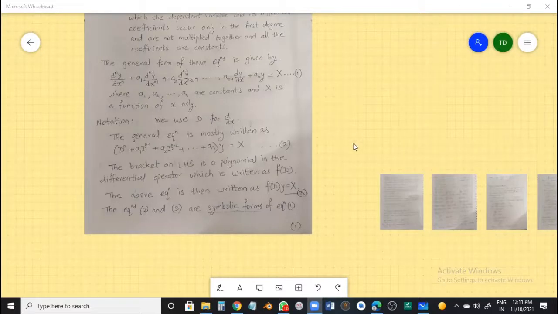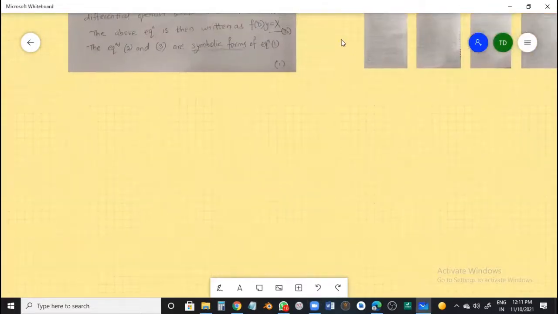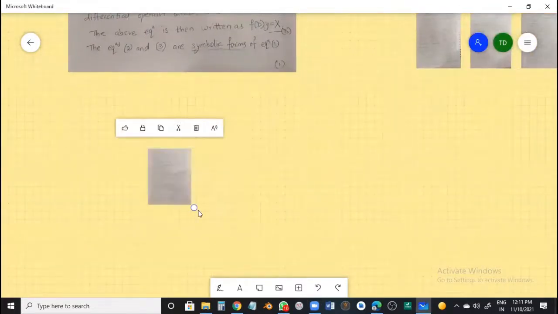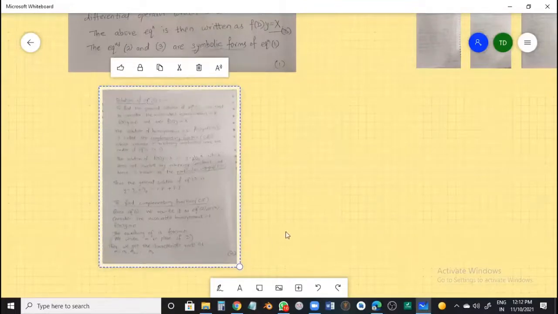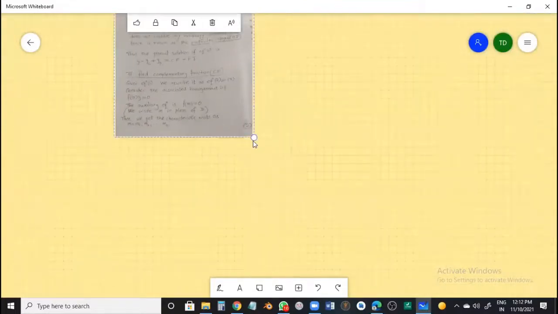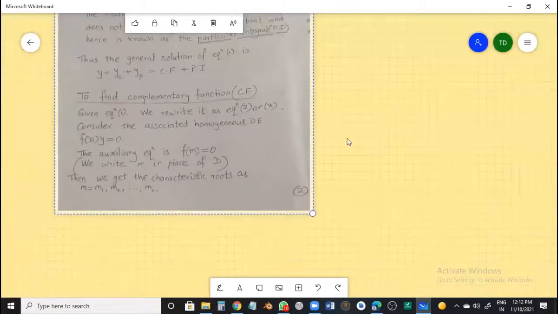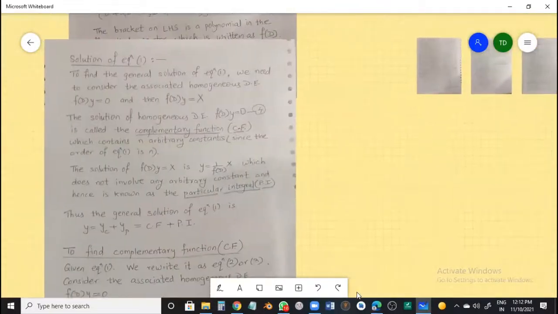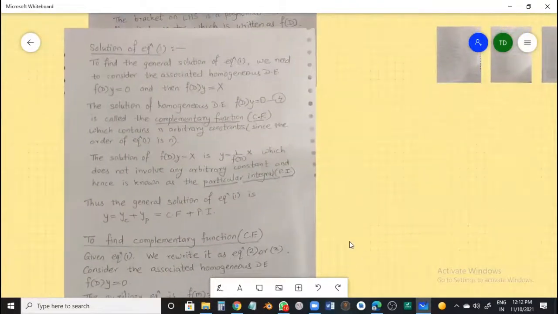So I think you got the first page. Now we are moving to our second page. Already we have done this. What we mean by this is the solution of equation 1 we want to talk of. So how do we find out the solution of equation 1?